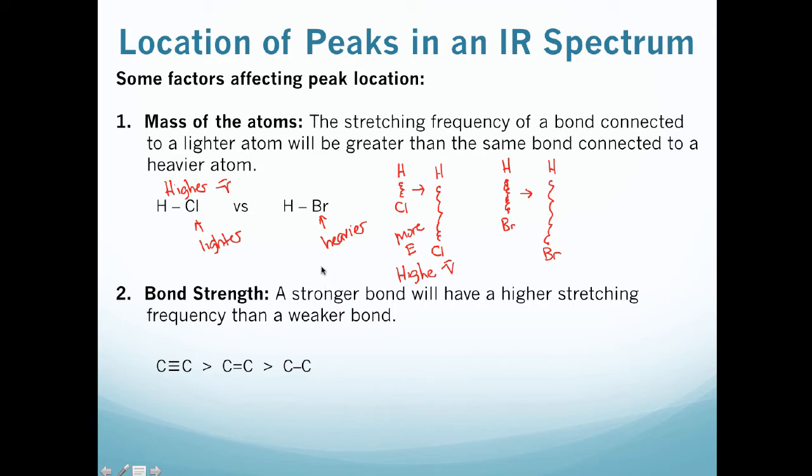So a stronger bond is going to have a higher stretching frequency than a weaker bond. So if we just look at carbon-carbon bonds, we know that a carbon-carbon triple bond is the strongest. Carbon-carbon single bond is the weakest.